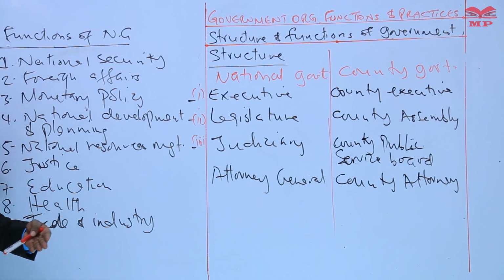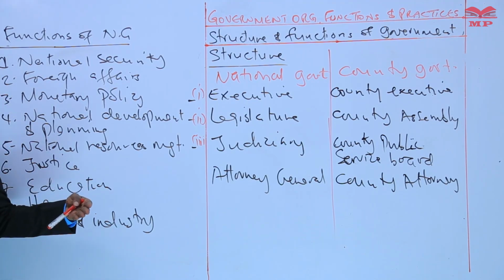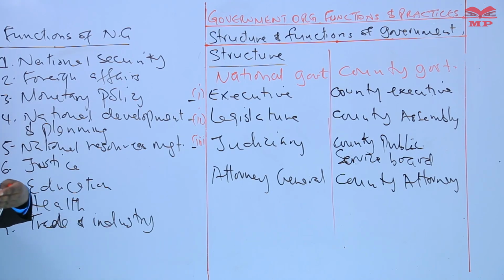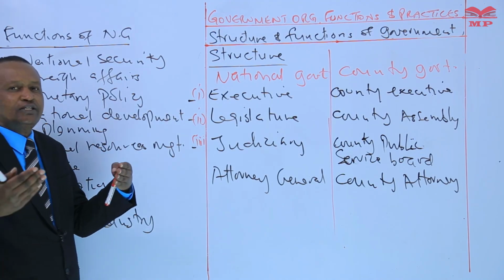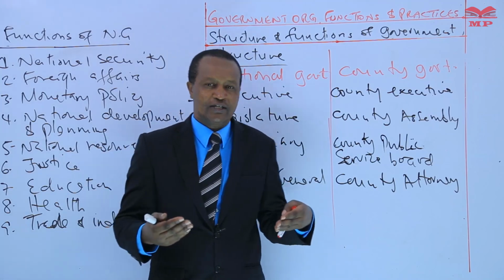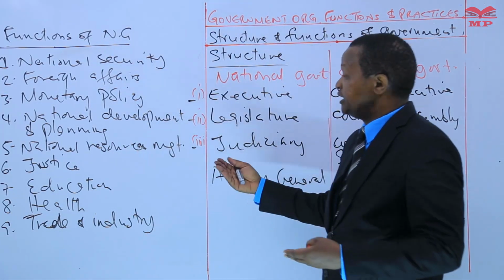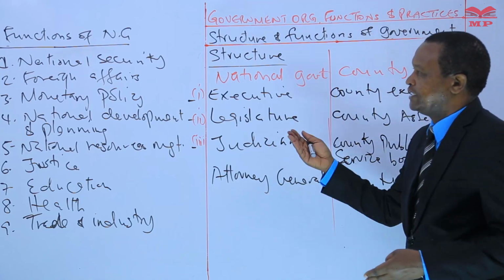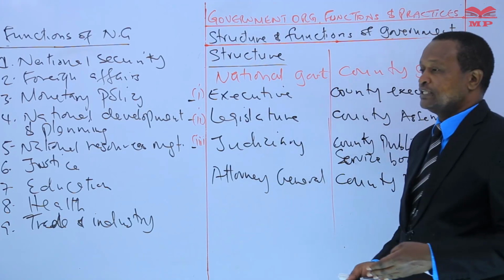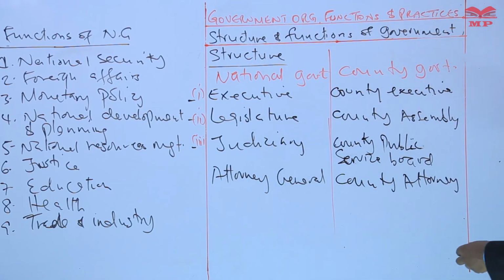The functions of the national government in Kenya are designed to promote the general welfare of Kenyan citizens and also to ensure that the country is governed in a manner that is transparent, accountable, and responsive to the needs of the citizens. These are 9 functions of the national government. Moving on to the functions of the county government.